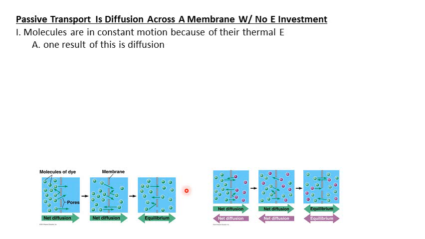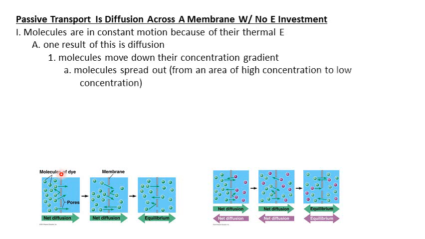So, once again, because of this intrinsic kinetic energy, this can lead to diffusion, whereby molecules are moving down their concentration gradient, which means, like we started off over here in this first part of the diagram, the molecules will be spreading out from where they're crowded to where it's less crowded, from an area of high concentration to an area of low concentration. And this will continue until dynamic equilibrium is reached.